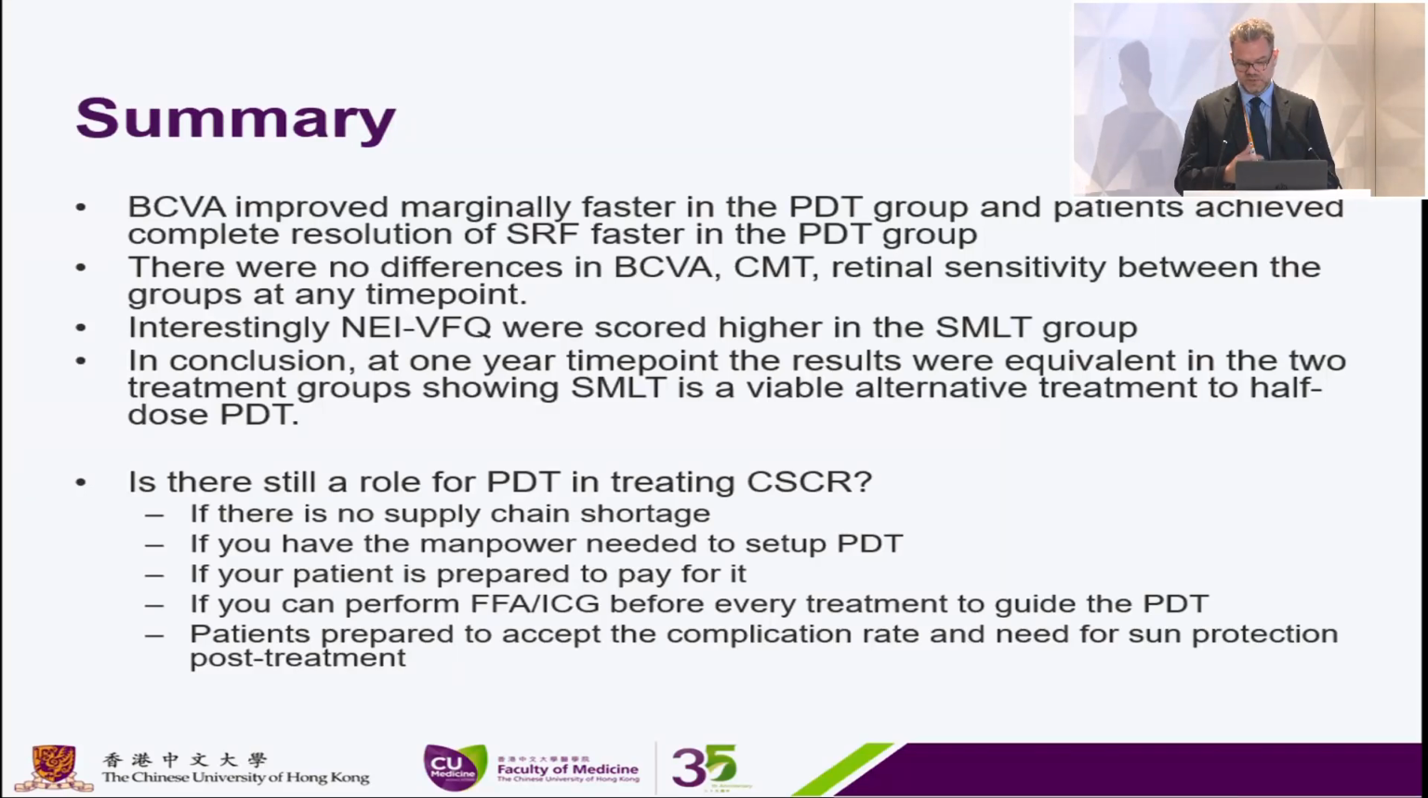And we also don't need to give them lots of worrying things like don't expose yourself to sunlight afterwards, wear dark glasses and cover your skin. It's just like any other laser, so it's just infinitely more convenient to perform.